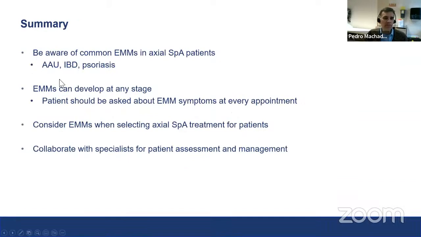So in summary, it's really important to be aware of common extramusculoskeletal manifestations in axial SpA. These are acute anterior uveitis, inflammatory bowel disease, and psoriasis. They can develop at any stage of the disease, so it's important to ask about symptoms at every appointment. And sometimes, for example, psoriasis can be mild and subtle, and also the same for early inflammatory bowel disease symptoms, which can sometimes be more mild.